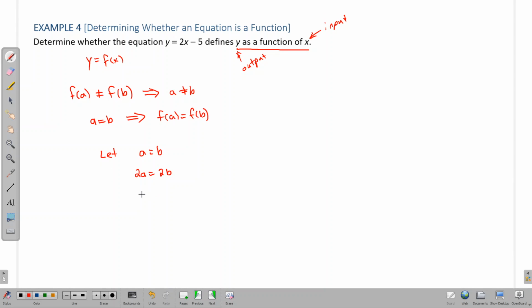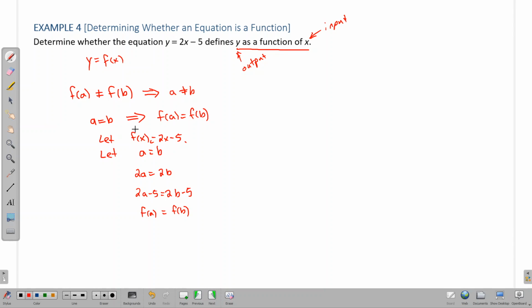And then I can also subtract 5 on both sides. 2a minus 5 would have to equal 2b minus 5. Right, that's the subtraction property. This is precisely the definition of f of a. I should have probably said at the beginning, let f of x equal 2x minus 5 just to establish that. So by definition, this would be f of a, and this would be f of b.